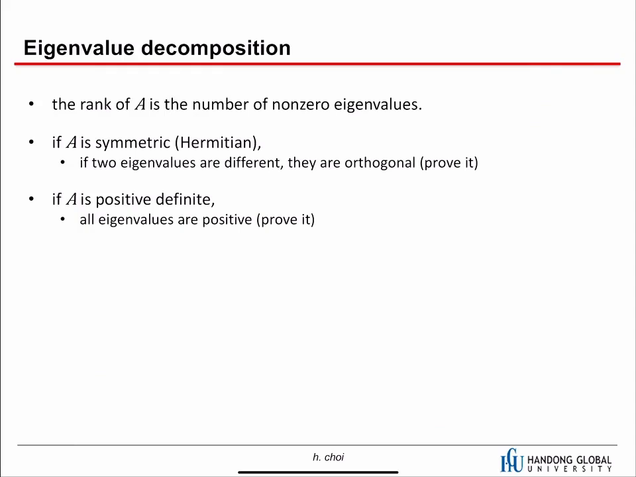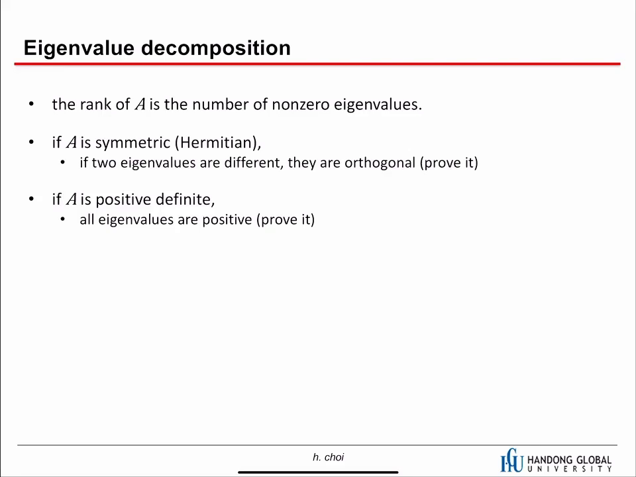And the rank of A is the number of non-zero eigenvalues. So we can show easily that if A is an invertible matrix, then the rank should be full, and then we shouldn't have zero eigenvalues. Okay, and this is really straightforward, trivial, and you can prove the other cases too.